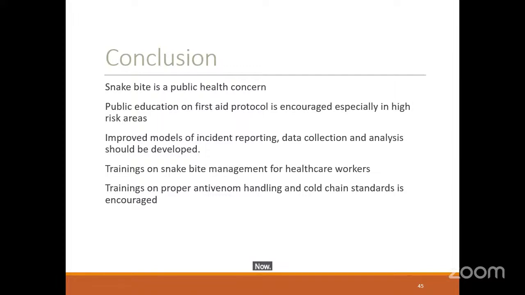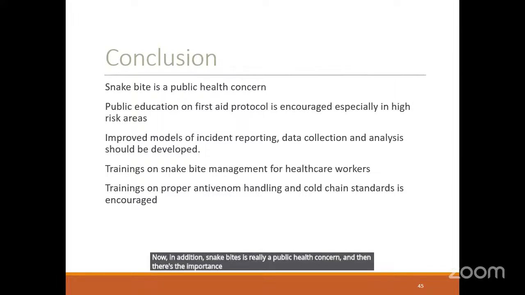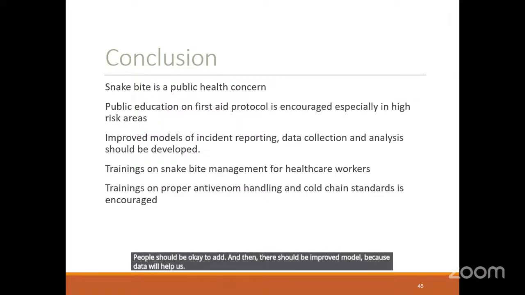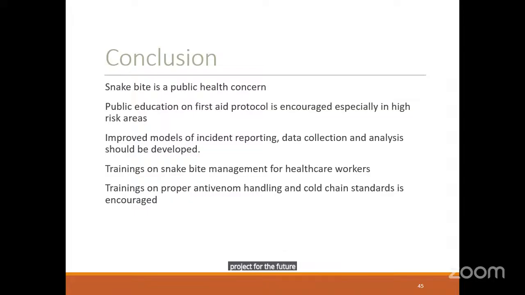Snake bite is really a public health concern, and the importance of public health education can't be overemphasized. It's very important. People should be educated, and then there should be improved models, because data will help us project for the future and know where we're not doing too well, and know what to do to really take care of such incidents coming up.